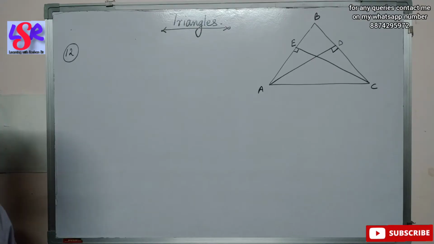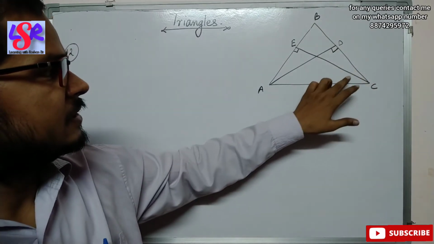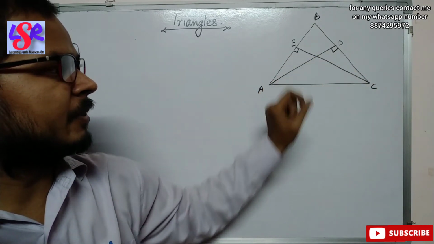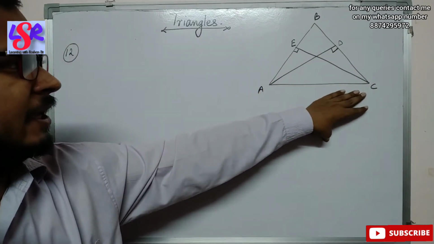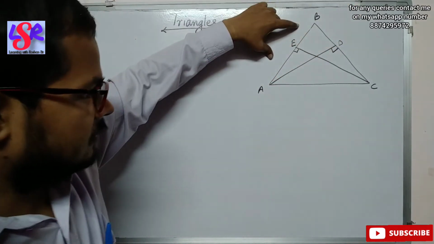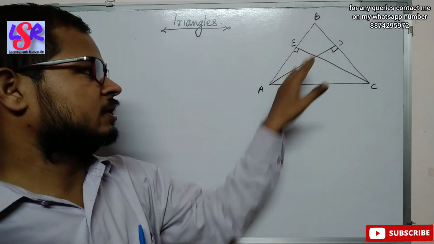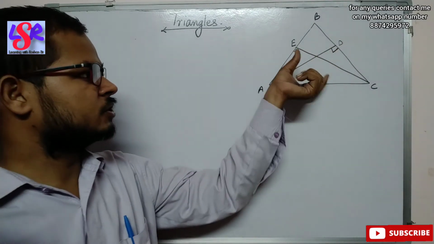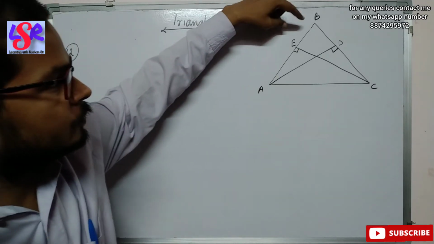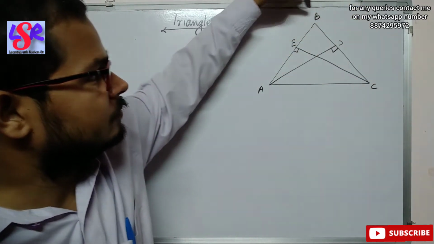Now let's move to question number 12. Here we have the triangle ABC in which CE and AD are perpendicular from the vertices A and C to the opposite sides BC and AB respectively. Now we have to prove that side AD equals CE. For that we are going to prove triangle ABD congruent to triangle CBE.